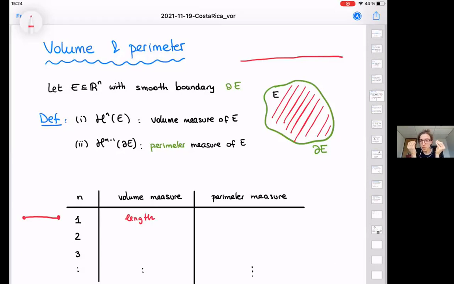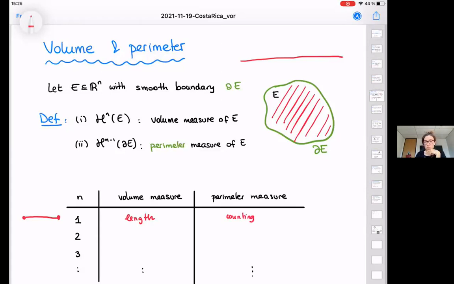But if I really want to measure it, I have to go 1 dimension below, which is dimension 0. Dimension 0 is counting measure. Count. 1, 2, 3. This is counting. And this is why the perimeter is like, you know, counting. Just count.